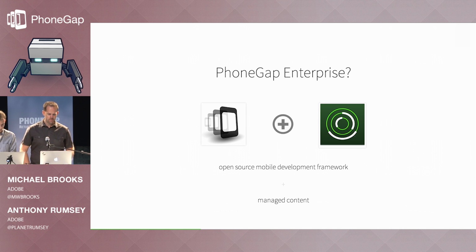And really it is all about taking the open source mobile development framework that PhoneGap and Cordova have done, and introducing the concept of managed content to that. So when you're building any kind of PhoneGap app, it's all about content. You've got your HTML content and all your other web content. And there's no reason why you can't actually bring in the concept of managing that content in a better way that makes sense for a larger organization. And there's a few ways that can happen.